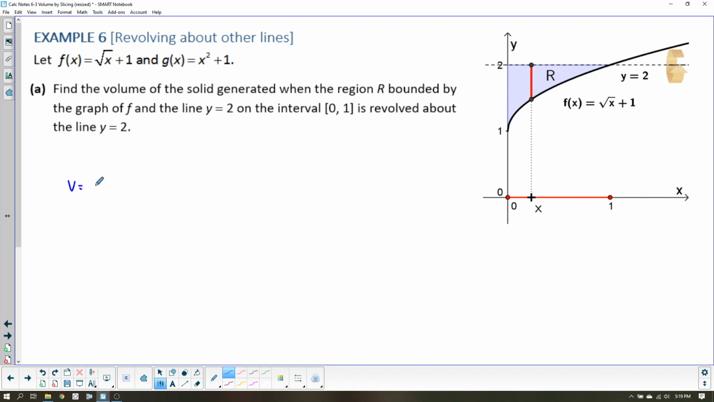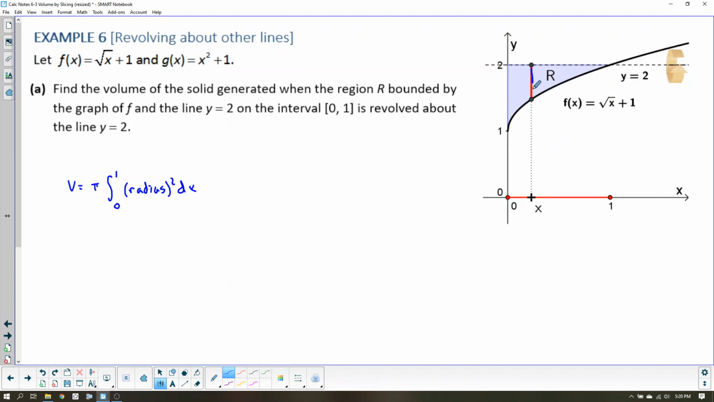So volume is going to be pi times the integral from, we're slicing it up in this direction, so 0 to 1, times the radius squared. So let's just write that for now. Radius squared, and it will be dx because since we're rotating about a line that is parallel to the x-axis, which means we are integrating with respect to x.